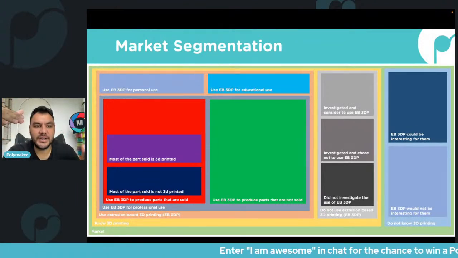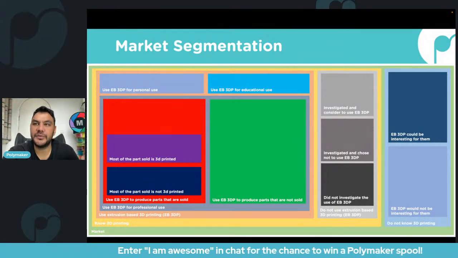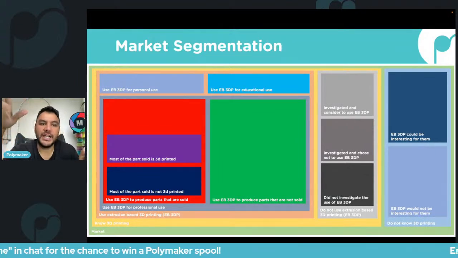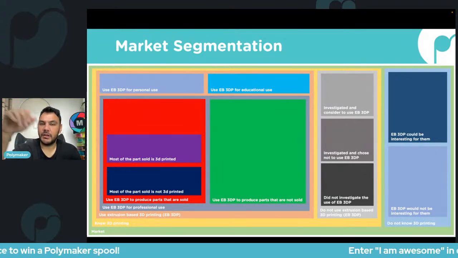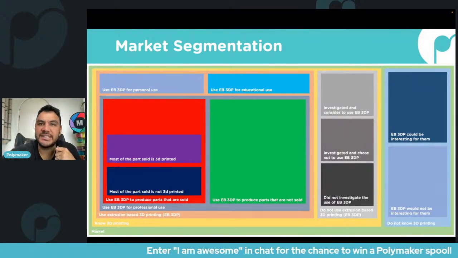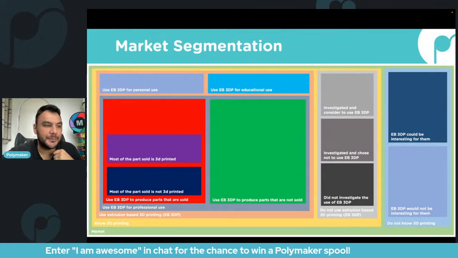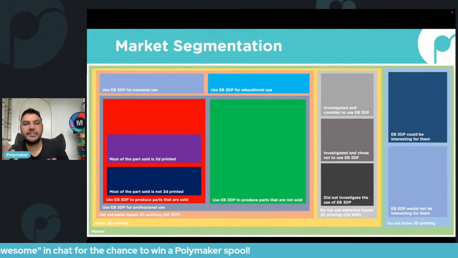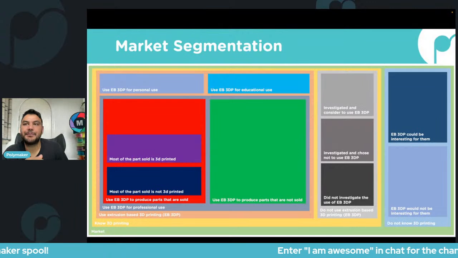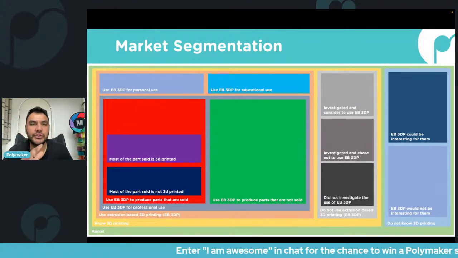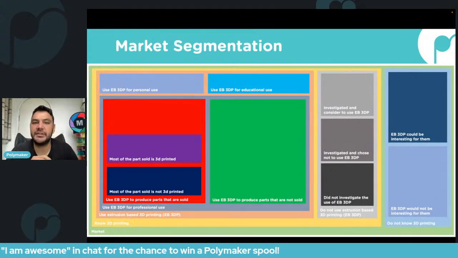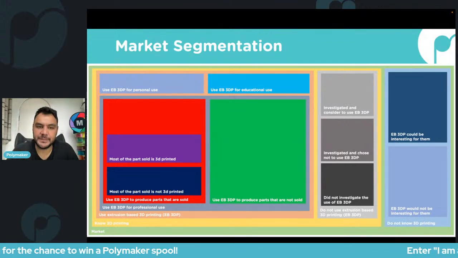Within the people that are using it for professional use and they are selling the part, I divided into 2 parts. One, most of the part is 3D printed. For example, you are on Etsy and you are selling a lampshade or a complete lamp. So you print the lampshade, you print the base, and the rest is electronics and some screws and maybe a kind of frame to put the lampshade, right? So most of the part is 3D printed.